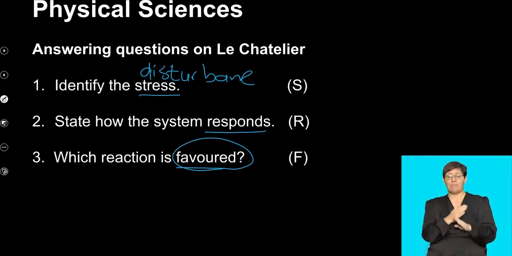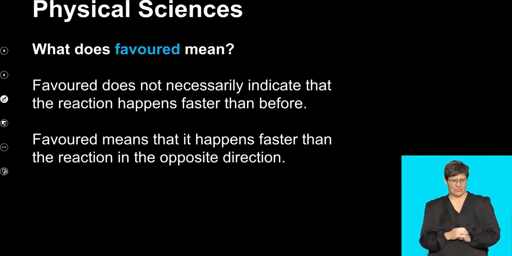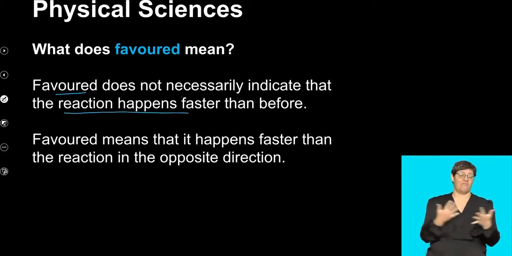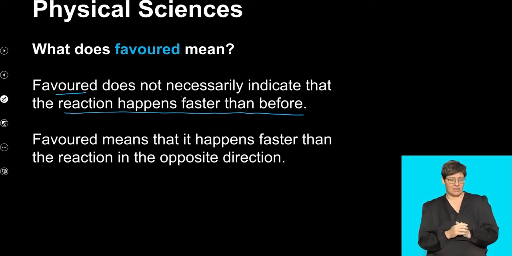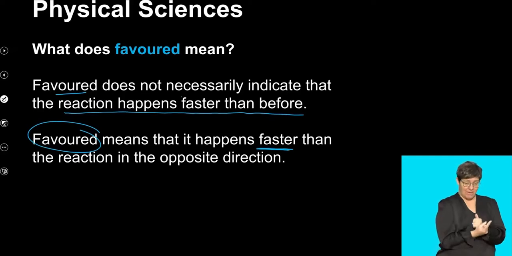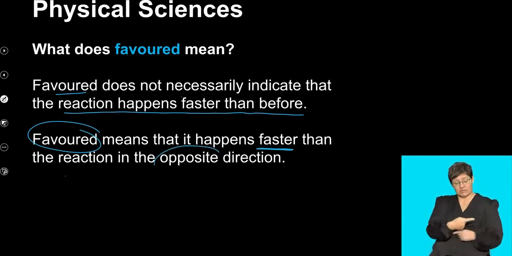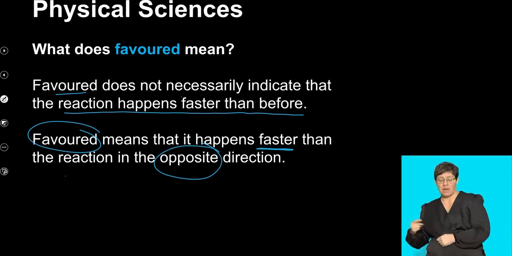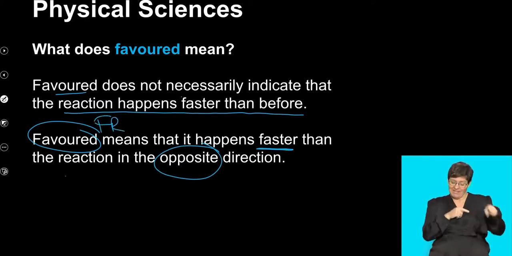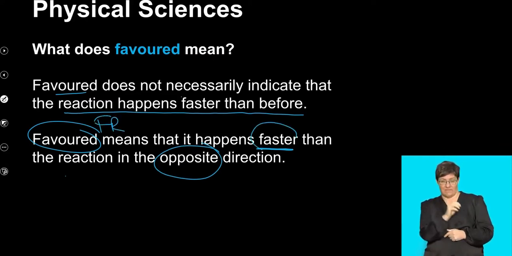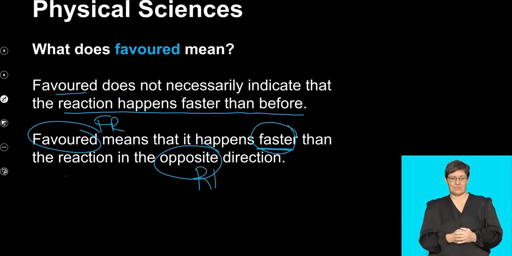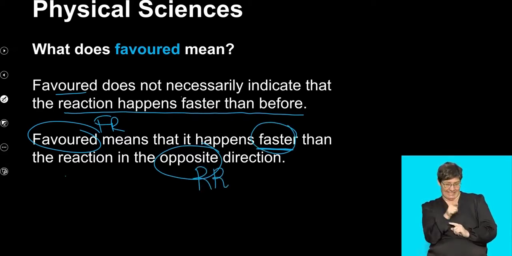Just before we go on, I want to explain what it means for a reaction to be favored. When a reaction is favored, it does not mean that the reaction happens faster than earlier. Favored means that the reaction happens faster than the reaction in the opposite direction. So if I say the forward reaction is favored, then I'm basically saying the forward reaction happens faster than the reverse reaction. It's important to understand that.